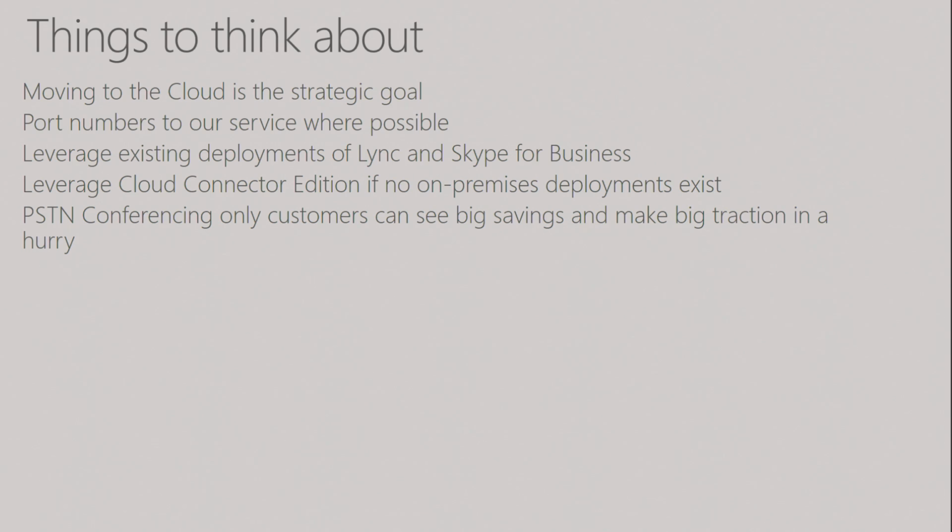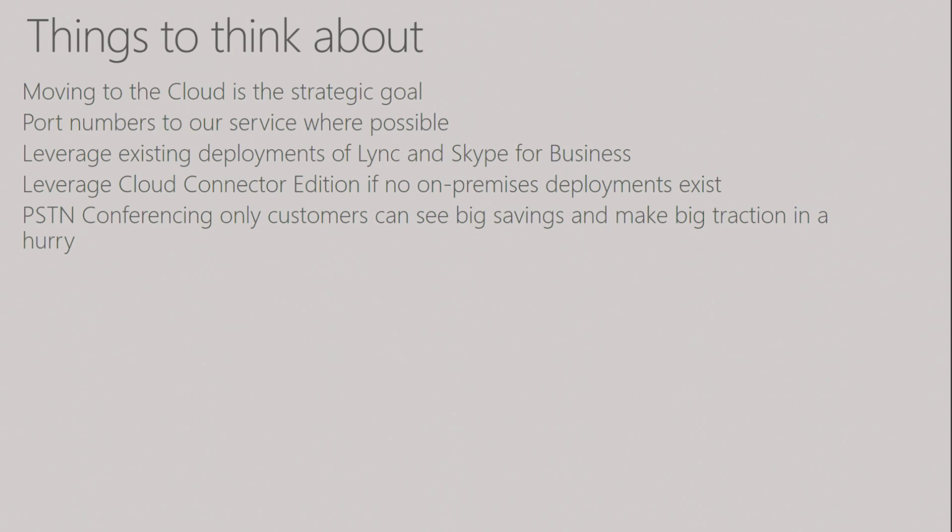You take 100 numbers that are in your on-prem that require a lot of difficult changes and things, you port those over to the service. Now you take advantage of all the PowerShell cmdlets, the admin center controls that you have for changing those numbers, assigning them to users, moving them around if you need to. It's a huge advantage to get them there. Leverage existing deployments, and we talked about what some of the reasons are for those.